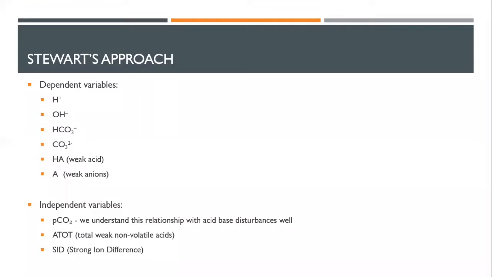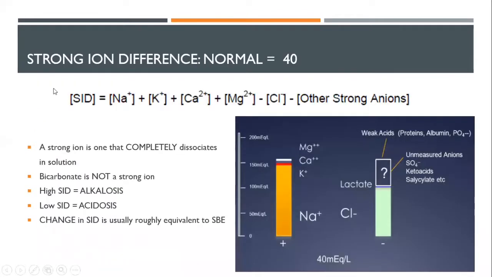But the two that aren't that easy to understand, or perhaps are less intuitive, are the ATOT, which is your total weak non-volatile acids, and your strong ion difference. So we'll start with looking at your strong ion difference. And to understand this, you need to know what a strong ion is. So a strong ion is one that dissociates completely in solution.